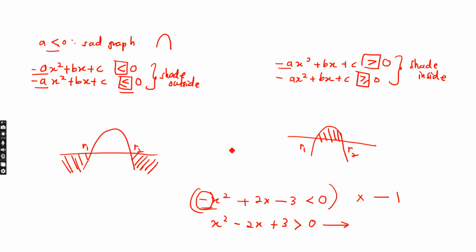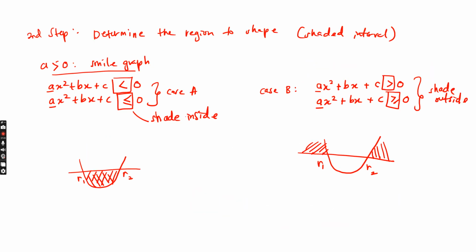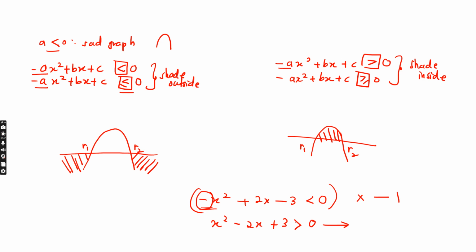Okay, so basically you can just memorize for the smile graph only, but you need to know that when you have a negative value for a, you need to multiply with negative 1 so that you can make it a smile graph. Okay, but if you prefer to use the sad graph also, it's up to you, it doesn't matter, as long as you are not confused about which one to shade, then you are allowed to use it. Okay, what about this concept? Can you understand?